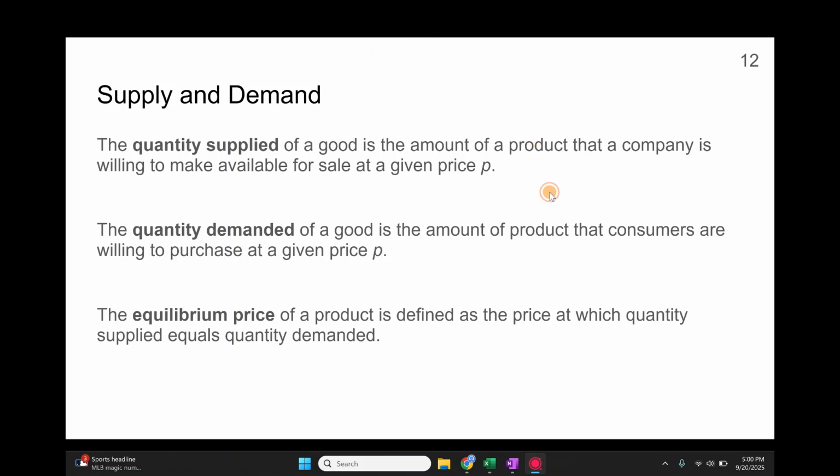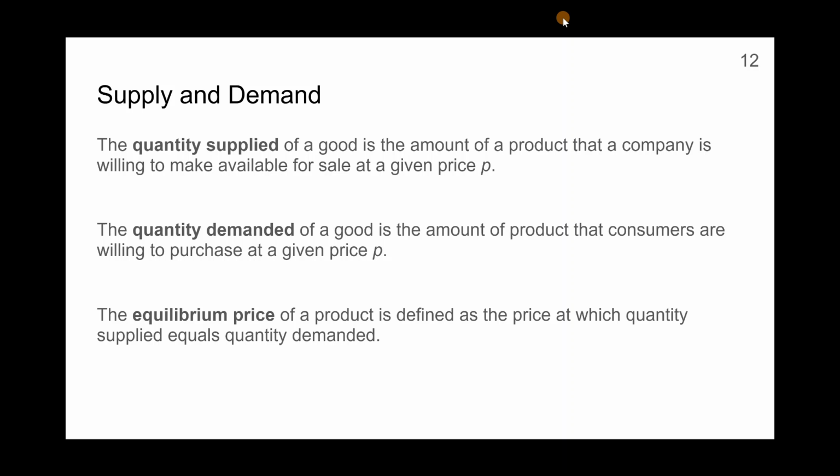Today's video we are going to go over some problems involving supply and demand. First let's go over a couple definitions. So the quantity supplied of a good is the amount of a product that a company is willing to make available for sale at a given price P.